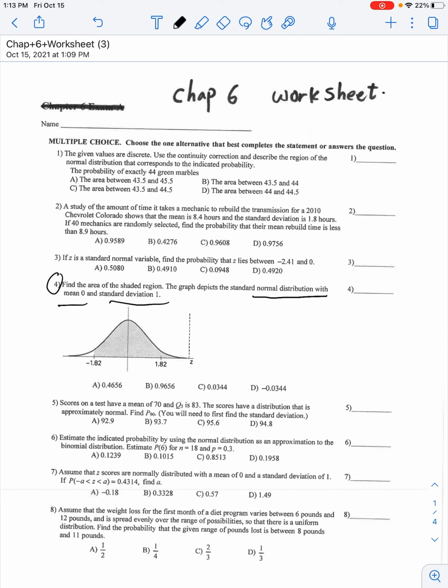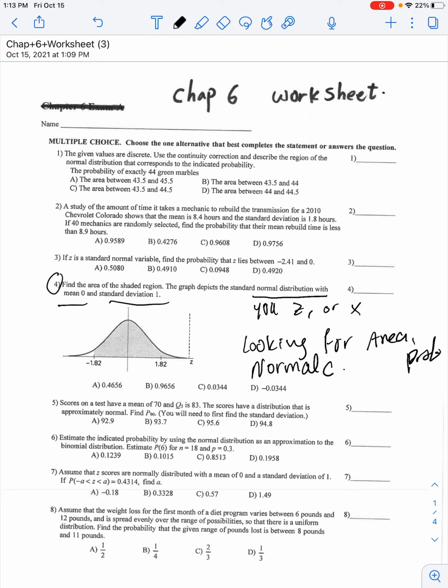If you have Z or X, and you're looking for area, or in another word, probability, then you use normal CDF. So basically this chapter has two formulas, the two things that we use on the calculator: normal CDF and inverse norm.